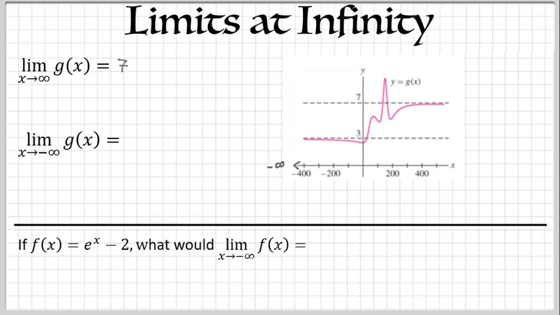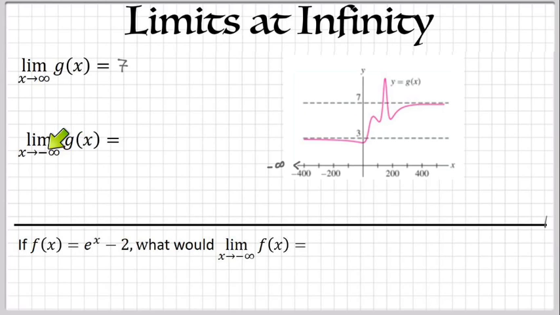But in the end, on the horizontal asymptote, the function is always going towards it. So I guess you can say the function is attracted to asymptotes. You guys got that? Functions are attracted to asymptotes.